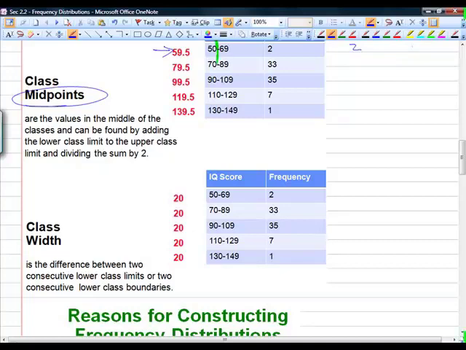And you can find the class width by looking at the difference between consecutive lower class limits or the difference between consecutive upper class limits. 70 minus 50 is 20, and 89 minus 69 is 20. That means that the class width here would be 20.